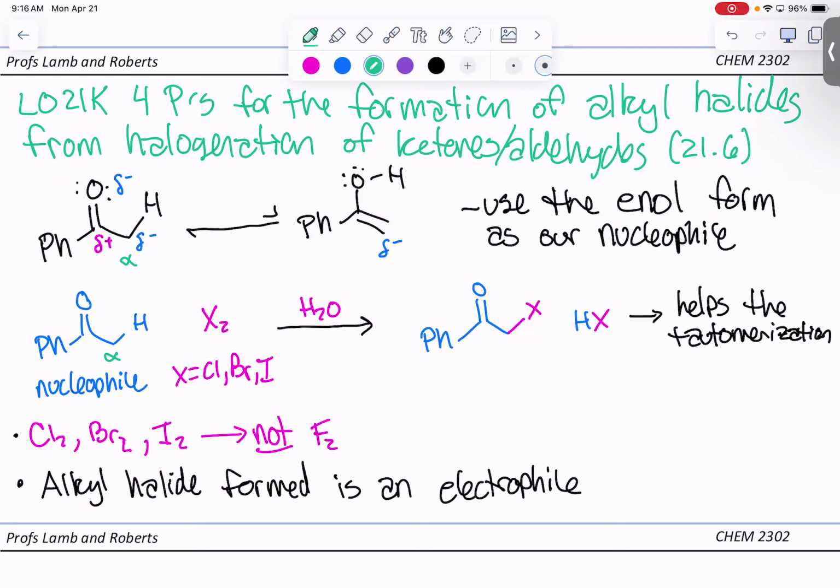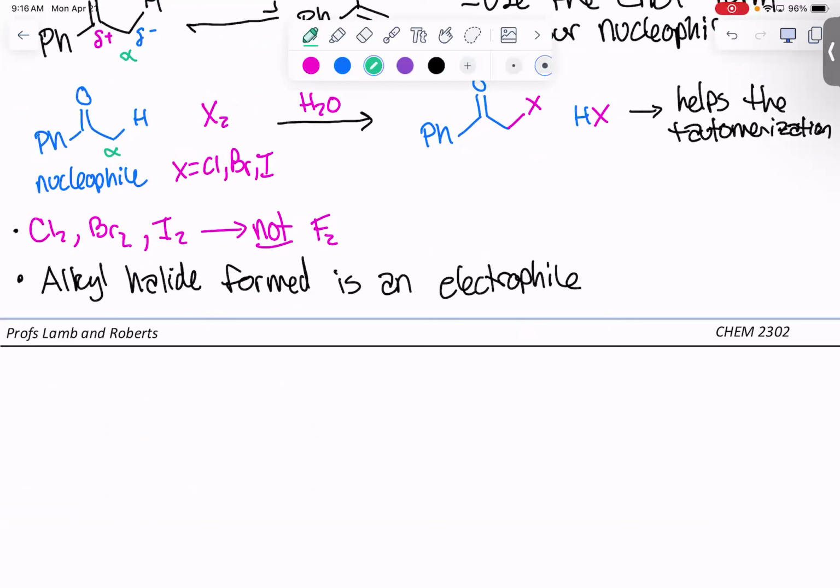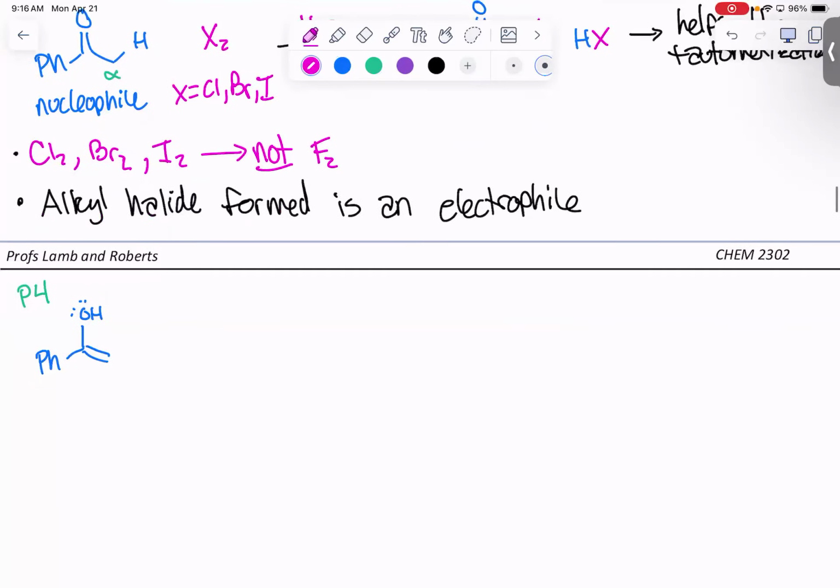Okay, now let's talk a little bit about the mechanism of this reaction. All right, so we've already talked about the mechanism of tautomerization. And so you all know that already. So let's start out with the enol form or mechanism. All right, so let's do this reaction with bromine, for example.